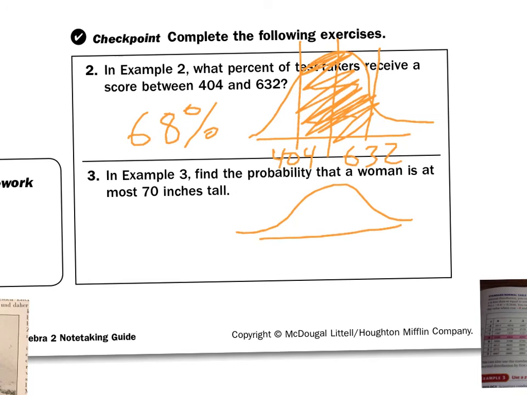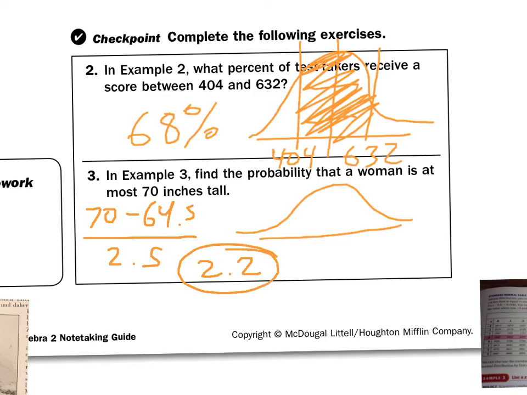We have 70 minus my average. Now my average height for these women, don't forget, was 64.5, divided by 2.5. So 70 minus 64.5 divided by 2.5, I end up with 2.2, and that's a positive number, 2.2.